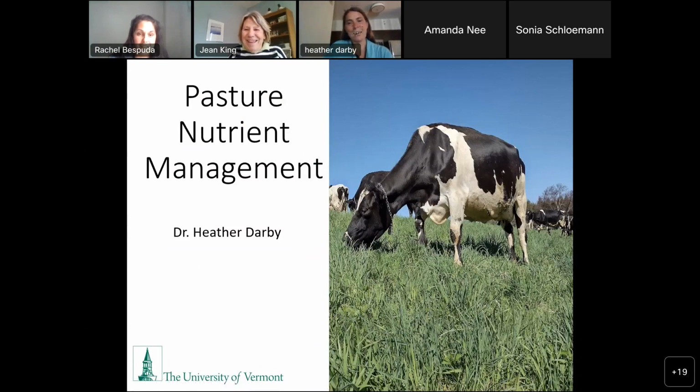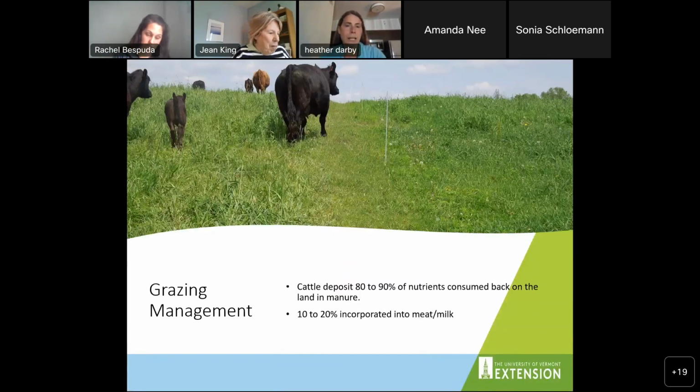Okay, so pasture nutrient management. Let's talk about that. I often get calls or hear conversations about, well, if I use better grazing practices, I'll improve my soil fertility. That is partly true and should definitely be a component of your fertility program, is good grazing management and pasture management, right? Rotationally grazing, not overgrazing, all of those things. But it's not the only thing, right?